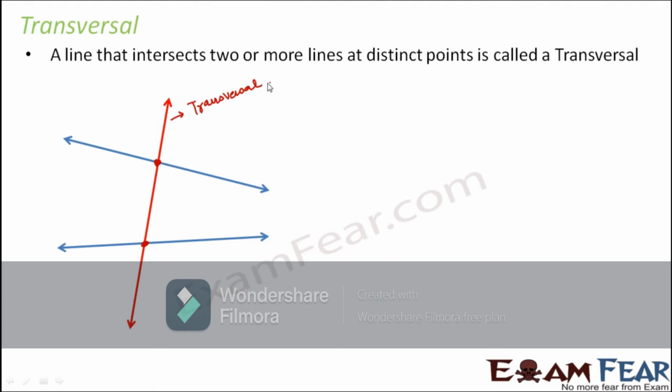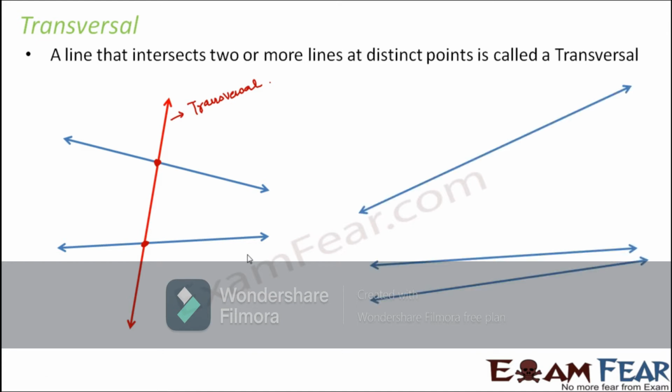Now, why is it called transversal? The word transverse literally means cutting lines, or to lie across. When you look at this, you see this transversal lies across these two existing lines. So that is why the name has been given as transversal.